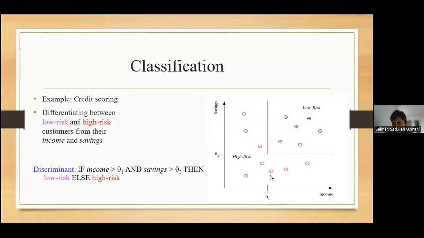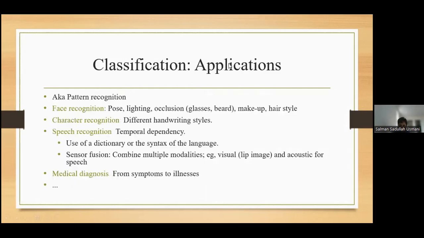But if his income is less than theta 1, if his income is less than 50,000 and his savings are also less than the threshold value, that means he is a very high risk customer. This is how the credit card companies classify their customers into low risk or high risk based on their income and savings. Whenever we apply for a credit card, they always ask for our payslip and other things. So that's how they classify low risk and high risk.